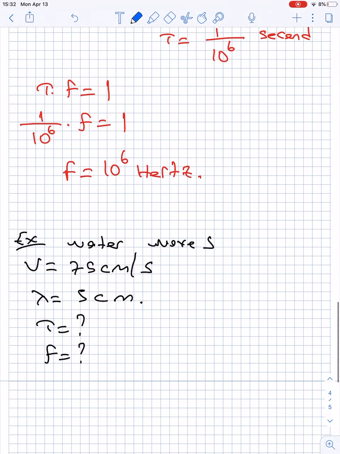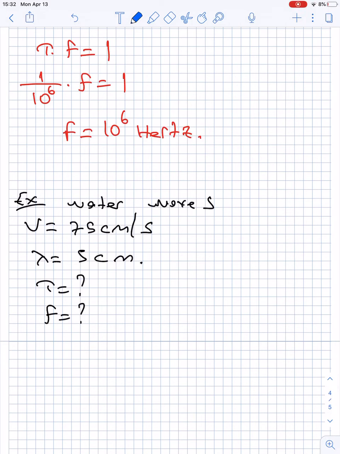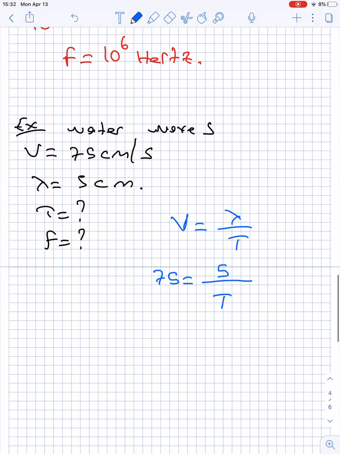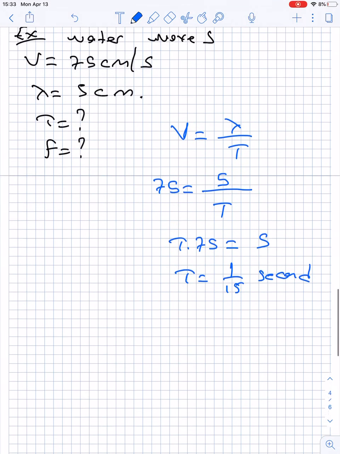Okay, we know speed of water waves, we know wavelength of waves, and we don't know period and frequency. If I use the speed formula, speed is equal to wavelength over time. Speed is 75, wavelength is 5 centimeter over t. After calculating, t multiplying 75 is equal to 5, period is equal to 1 over 15 second.